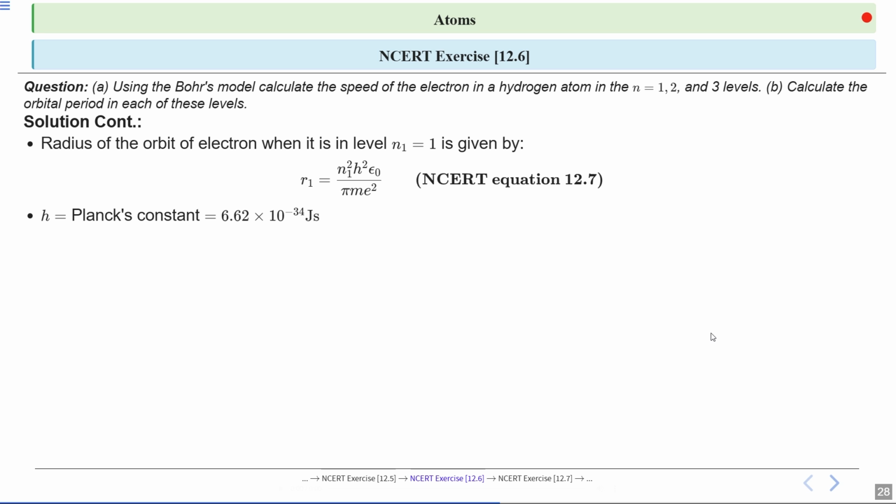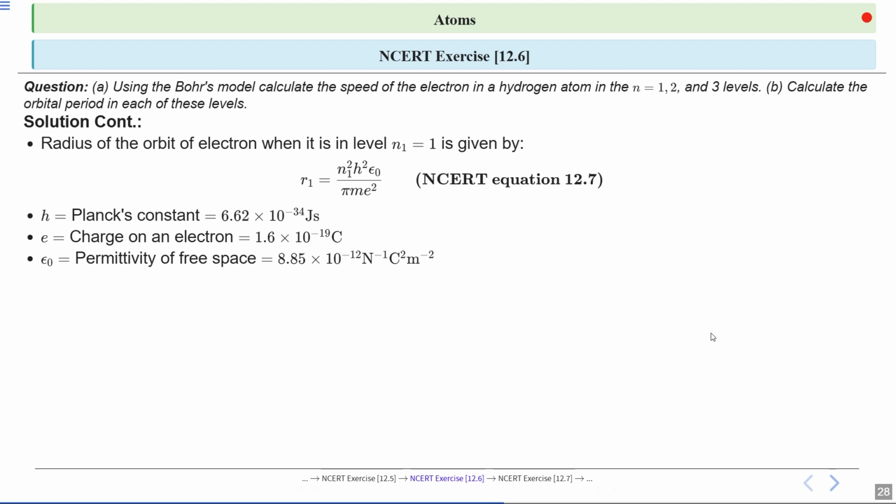Here Planck's constant h is a fundamental constant in physics. Its value is 6.62 times 10 to the power minus 34 joule seconds. The charge on an electron e is 1.6 times 10 to the power minus 19 coulombs. This is the basic unit of electric charge in atoms and it is always negative for electrons.